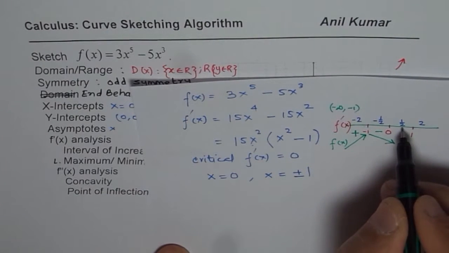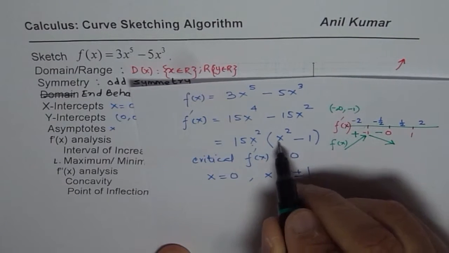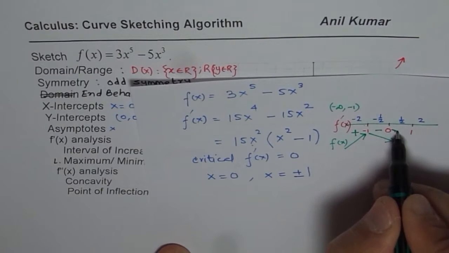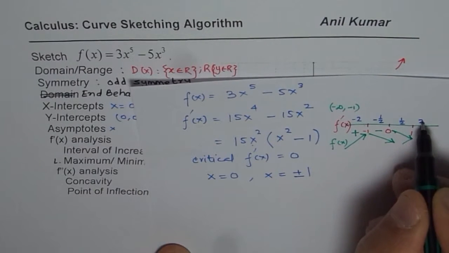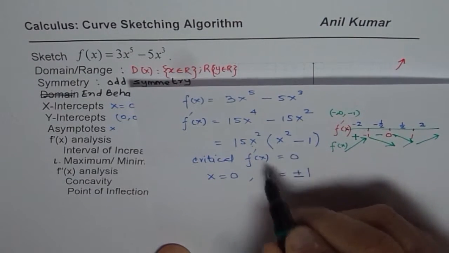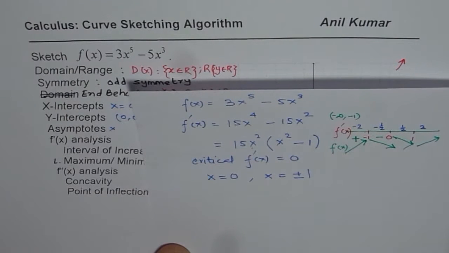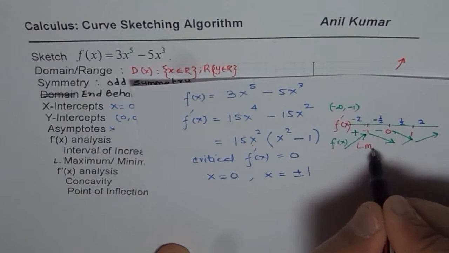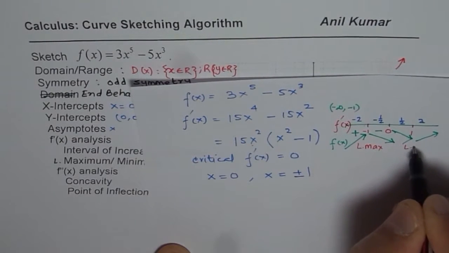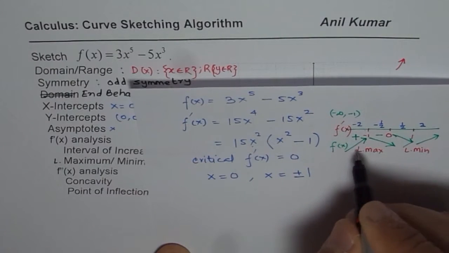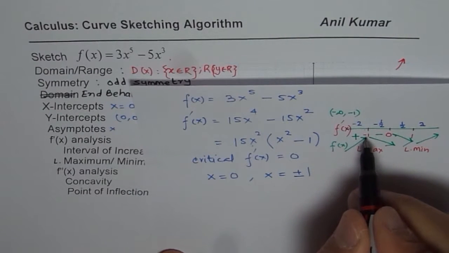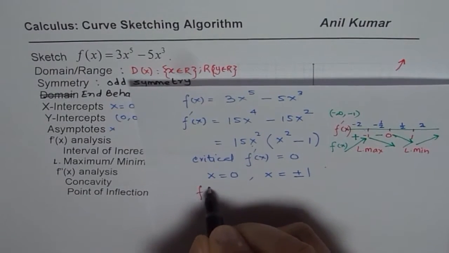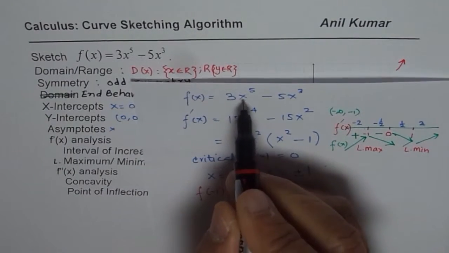If you substitute half, then the second term will be negative, the first being positive. So it will be again decreasing in this interval, and on 2 it will be increasing since both will be positive. And from here, we clearly get our maximum value, which is the local maximum. And here we have a local minimum. So you can see that the local maximum is at -1. So we can find the value of the function at -1. So let's substitute -1 in the given equation.